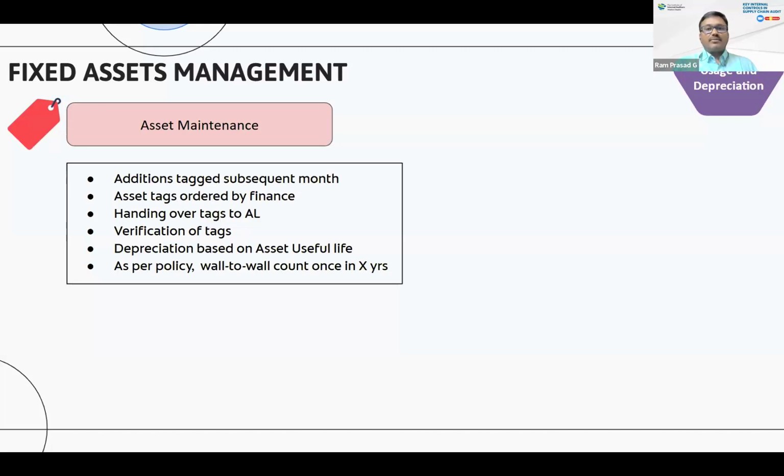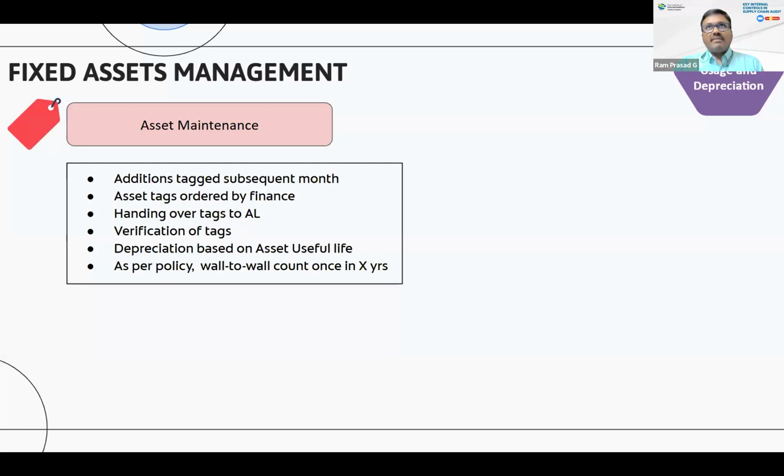Most organizations follow certain policies for sample verification and for wall-to-wall count. What I mean by wall-to-wall count is a 100% physical verification. It can be once in a year, once in 2 years, or 3 years, depending on the size of the organization. So this should be clearly called out in our policy manual and standard operating procedure, stating once in how many years the review should happen.